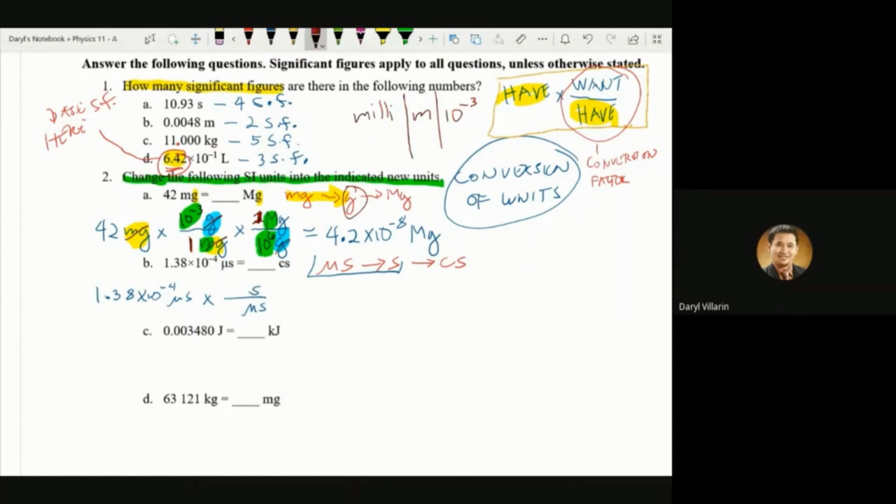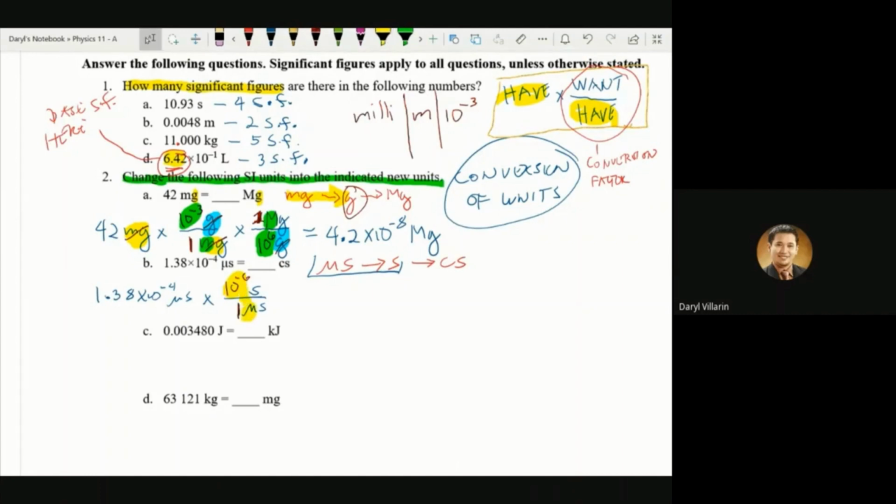And then take note of the value itself, the conversion factor. Well, 1 microsecond is just equivalent to, if you look at your table, the multiplier of micro is 10 to the power of -6. Okay, so again, if you can see, I just replace my micro with 10 to the power of -6.